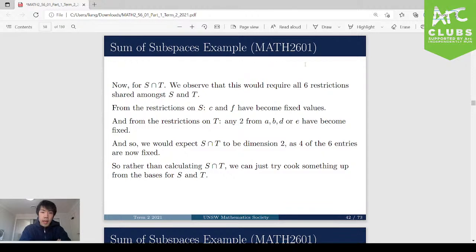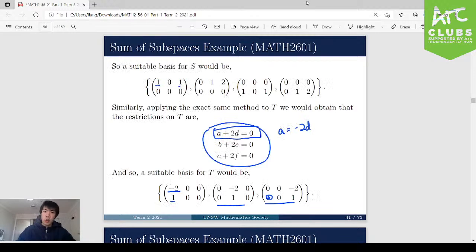So looking at the restrictions on S, we saw that once we chose A, B, D, and E, C and F had to become fixed. And when we looked at the restrictions on T, we saw that once we chose, let's say D, E, and F, then A, B, and C had to be fixed. But from part B, we already know that C and F have to be fixed. It's only between these four, A, D, B, and E. And so if we choose, let's say, D and E, then A and B have to be fixed.